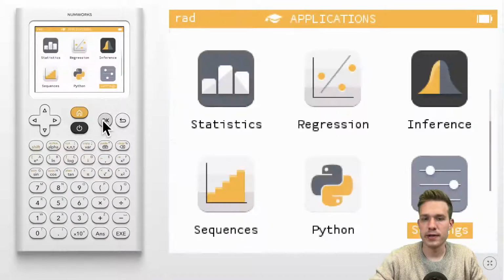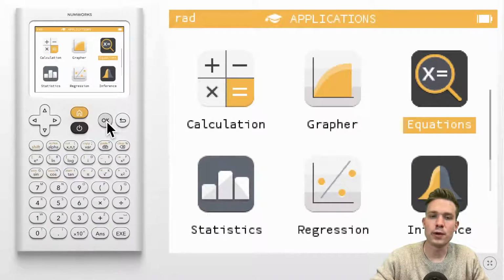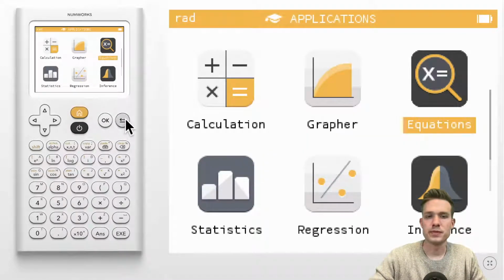I'll go ahead and do that here. You'll notice I've got this nice graduation cap here. That's just an indication that press to test is activated. And then, for example, since I deactivated the equations application, it now won't let me open that. Excellent.